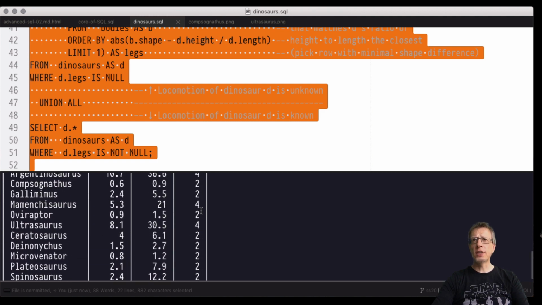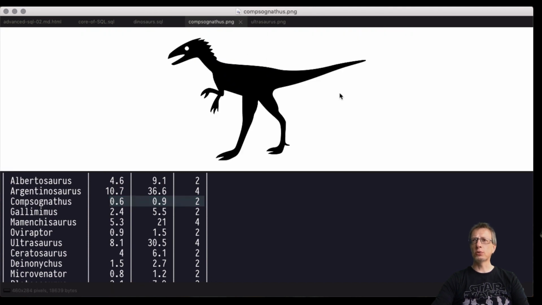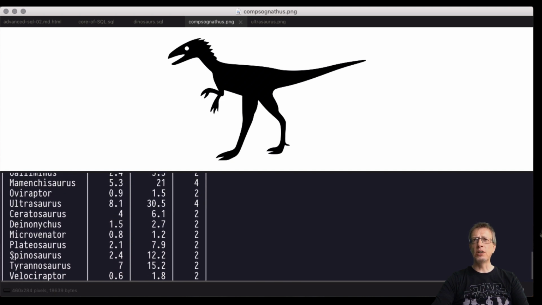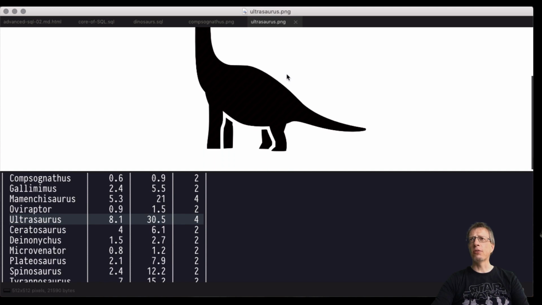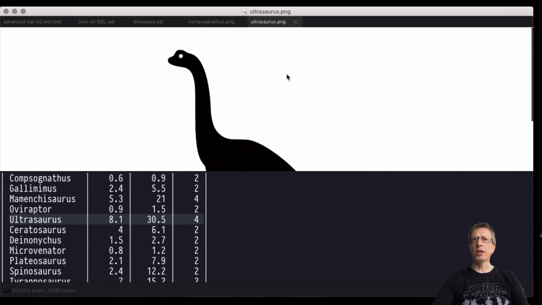Our inference says that it has 2 legs, and I brought a picture of Compsognathus. Yes, 2 legs. Looks good to me. Using 2 legs for locomotion. And there's also Supersaurus. I think Supersaurus or Ultrasaurus. Ultrasaurus has been unknown before, and our inference has inferred it to move with 4 legs. Here's a picture of Supersaurus, and I think that's perfectly okay. The inference is perfectly fine.